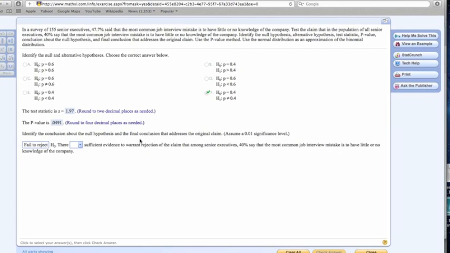And now, do we want to warrant rejection of the claim or not? Well, if we reject it, then there is sufficient evidence to warrant rejection. But since we failed to reject it, there is not sufficient evidence to warrant rejection. And so when we check our answer, we get nice work again. And so we have then these steps for solving a hypothesis testing problem using StatCrunch.